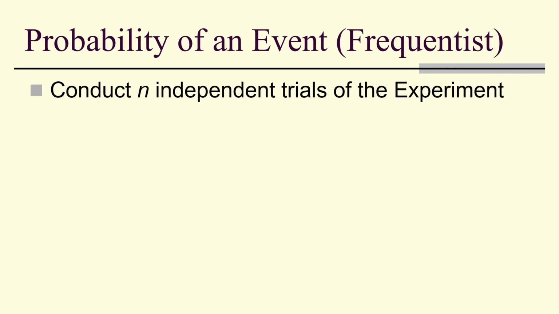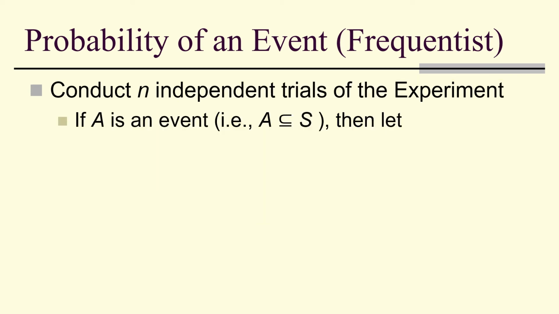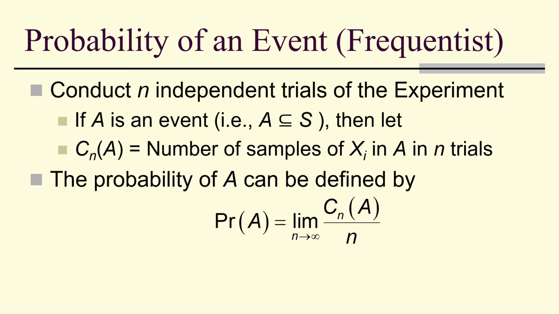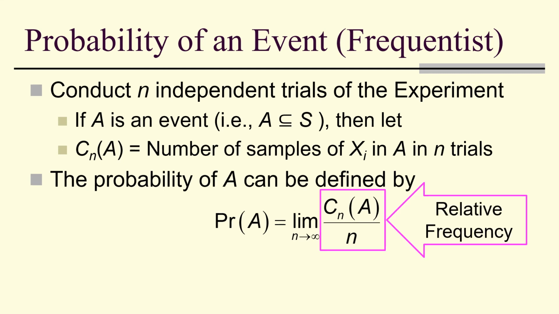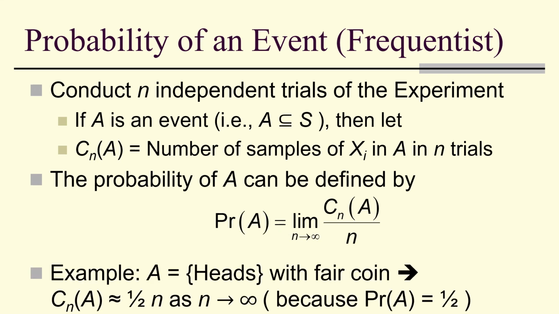So this gives us the probability of an event. Conduct n independent trials of an experiment. A random process is often just called an experiment. If A is an event, then count the number of times we get trials that are in A. The probability of A is defined by this limit as n goes to infinity of the count over n. This is often called the relative frequency. And notice here our n is very, very large; it's going to infinity. For example, if A is the possibility of heads with a fair coin, then about half the time we flip the coin, we're going to get heads. And that means the count is about 1/2 n as n goes to infinity, because the probability of a fair coin being heads is 1/2.